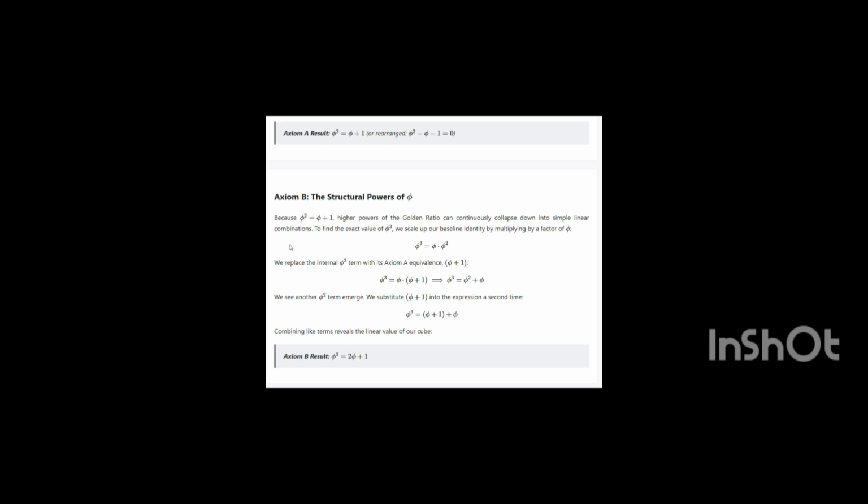into simple linear combinations. So we get results like phi squared equals phi plus 1. Then upon solving phi cubed, we get phi cubed equals 2 phi plus 1, and we get phi to the power 4 equals 3 phi plus 2, phi to the power 5 equals 5 phi plus 3, and so on. You can solve it yourselves.